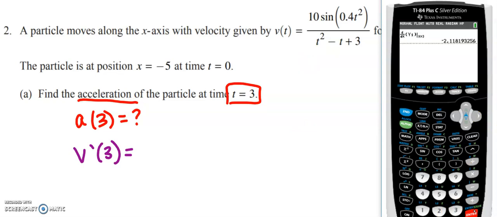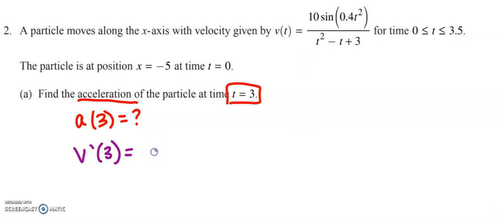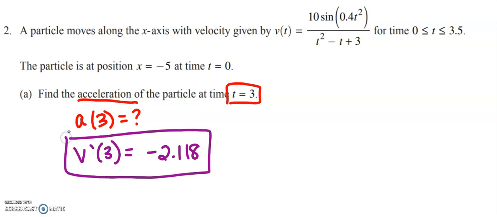So -2.118. And there are no units given here, nor does it ask for them. So that's it. We found the acceleration of the particle at time t equals 3. Notice you can't just write this number, you've got to give it a label. Make sure you tell the reader what you are actually finding. Okay, my pen will work.